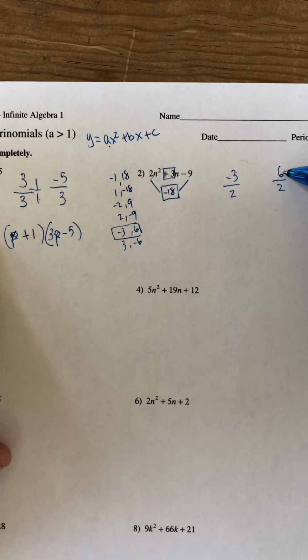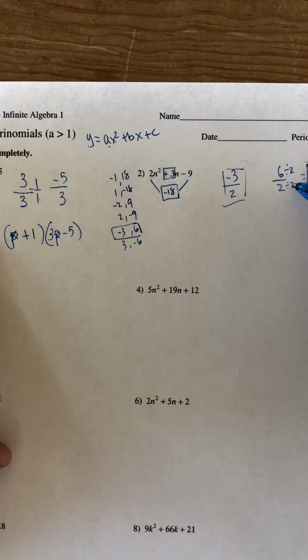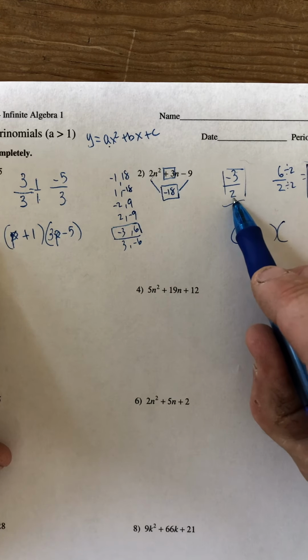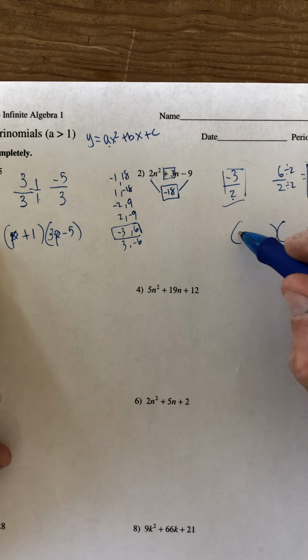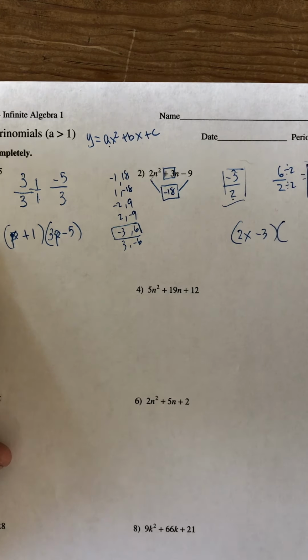Is there a number that goes into both 6 and 2? Yeah, well, 2 goes into both. And if I divide 6 divided by 2 gives me 3. And 2 divided by 2 gives me 1. So now we're dealing with this fraction and this fraction after we reduce 6 over 2. I do my 2 sets of parentheses. Remember, the bottom number tells you how many x's you have. So I have 2x, and then the minus 3.